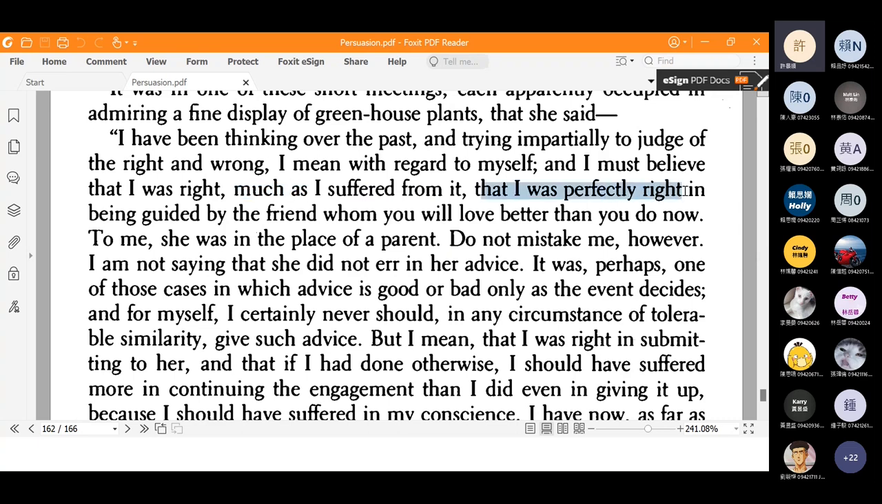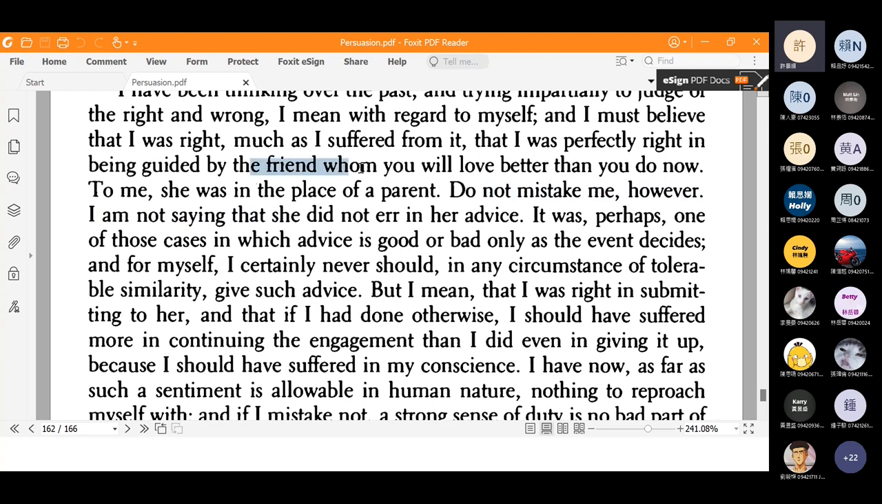I was perfectly right in being guided by the friend whom you will love better than you do now. This is Lady Russell. So Anne still thinks she was right to follow Lady Russell's advice and to break off the engagement with Wentworth. She calls Lady Russell the friend whom you will love better than you do now. Wentworth currently does not like Lady Russell precisely because Lady Russell persuaded Anne not to marry Wentworth. But Anne is saying you will love her better in the future. You know, now that they're going to get married.